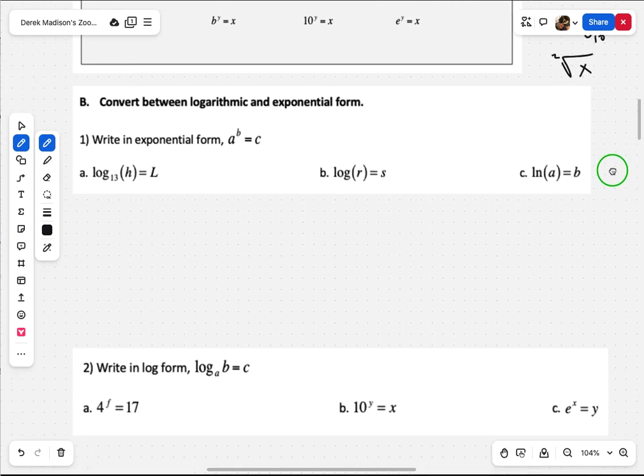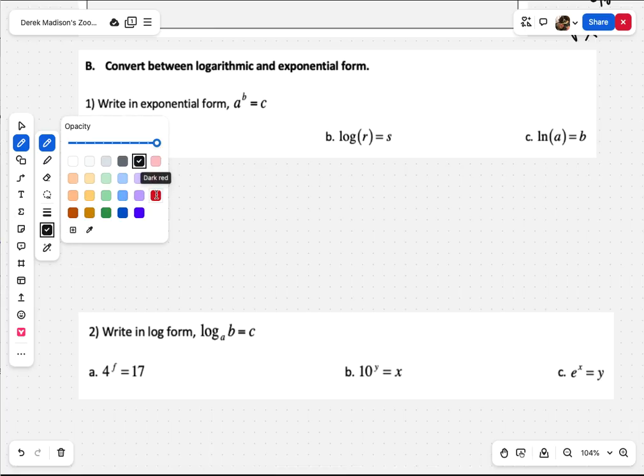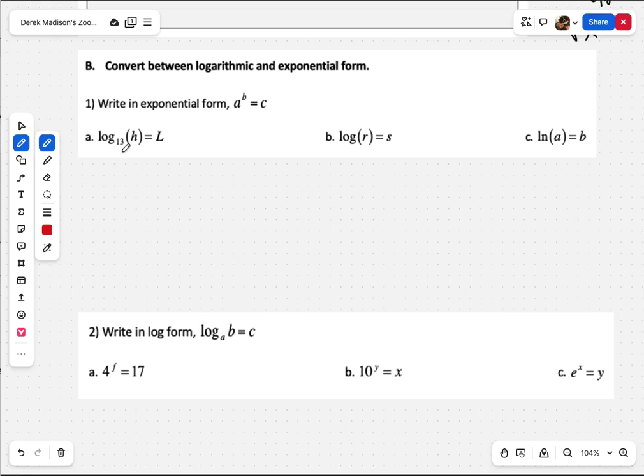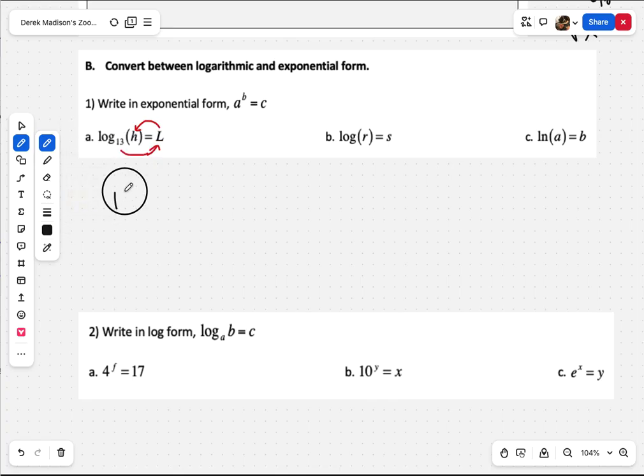Okay, so what do we do with this? For starters, we practice getting back and forth between log form and exponential form. And I have a little swoopy thing that I do that sort of helps me. It's the base. Remember, the answers are the exponents in logs. Logs find exponents. That's their job. So the base raised to the answer equals the argument. So 13 raised to the L would equal H.